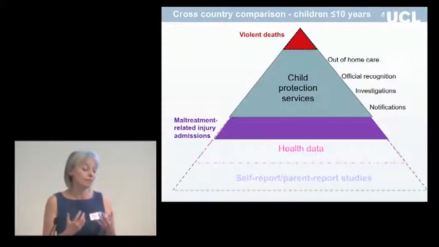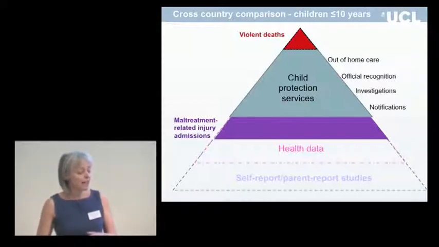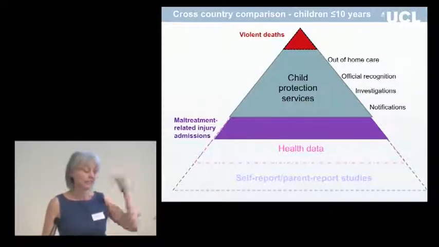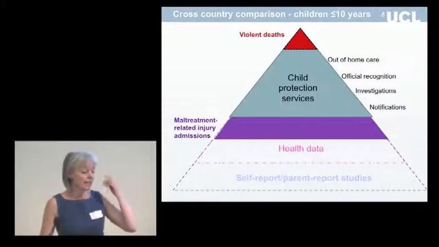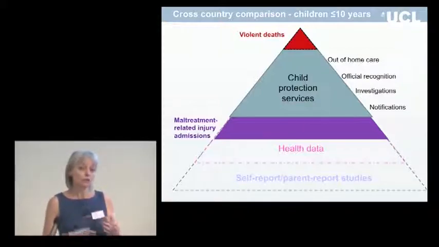So at the top we have vital statistics, so death registrations for violent deaths. Then we have variable amounts of data from child protection services, different indices from out-of-home care down to notifications. And we have a whole spectrum of health data, some of which you're going to see during the talk today. In this analysis, we just focused on an indicator called maltreatment-related injury admissions.